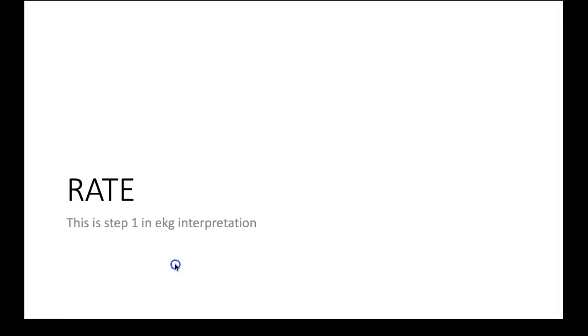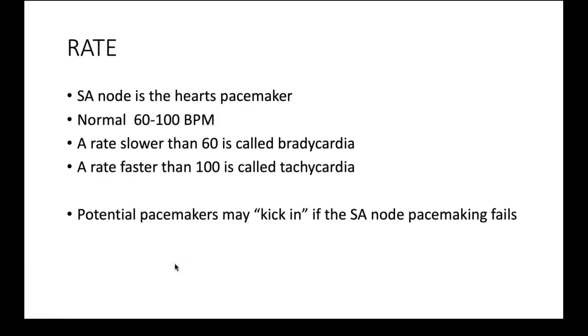12 lead EKG. Now let's talk about what we see on that 12 lead EKG. And the first thing to interpreting a 12 lead EKG is to start with your EKG rate. We know that our SA node, which we talked about when we looked at electrical conductivity, is the heart's pacemaker. So that normally sends that impulse at 60 to 100 beats per minute, which causes our heart rate.